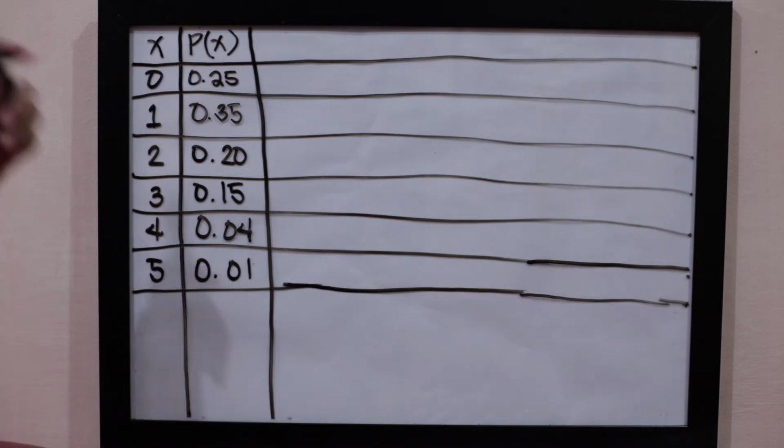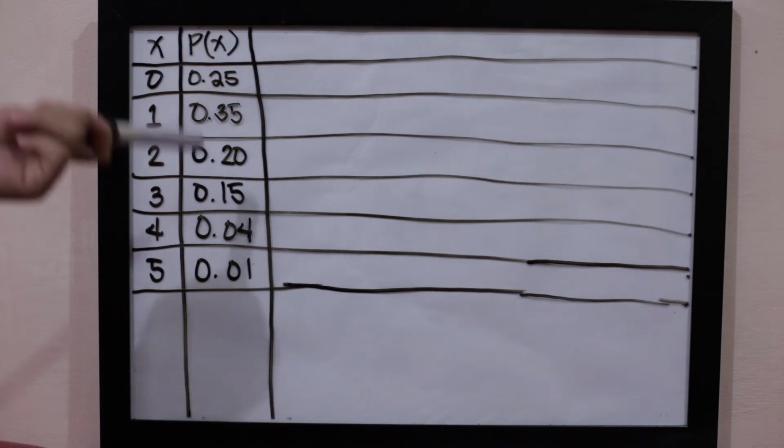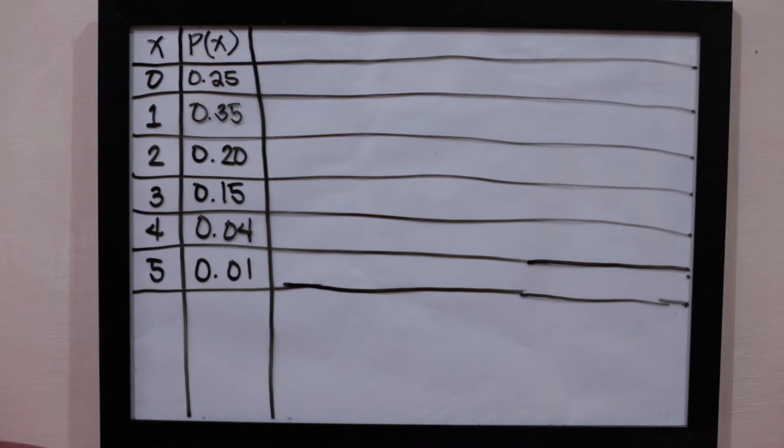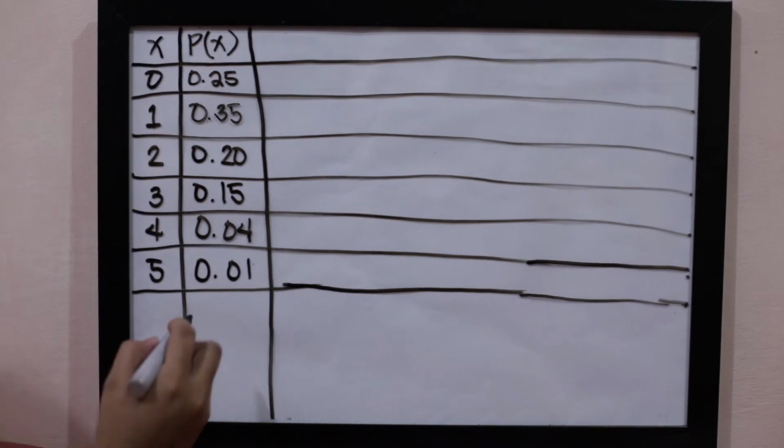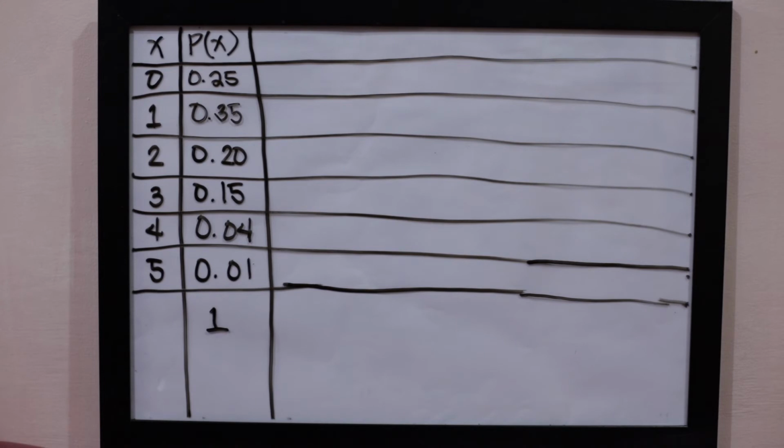In reality, this probability is already given, and for you to check if the given probabilities are correct, the sum of these should be equal to 1. Always po. The sum of these probabilities should always be equal to 1. Hindi greater than 1 or less than 1, but equal to 1 po. Always po iyon.